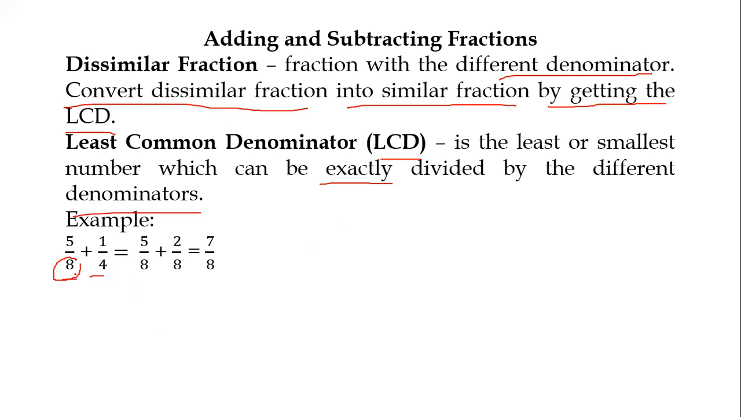So, 8 divide 8, walang remainder kasi ang sagot ay 1. 8 divide 4, that's 2. Ibig sabihin ay wala ring remainder. So, the LCD for this given scenario, 5 over 8 plus 1 over 4, is 8. So, nakuha na natin yung LCD.